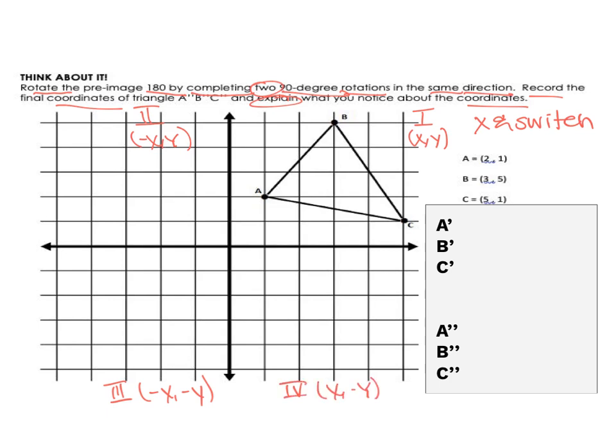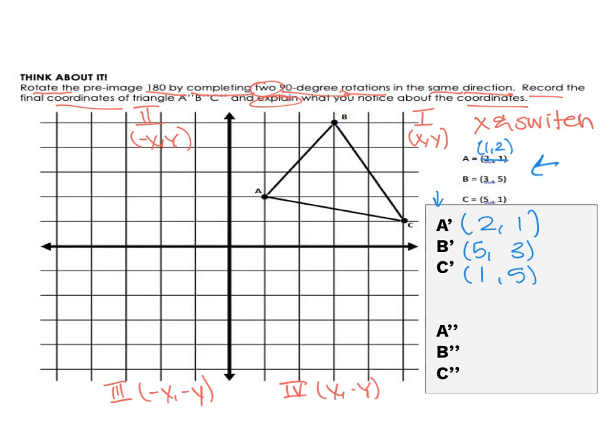So they gave me, let me switch colors here. They gave me X and Y, but I think they messed up A. A is not at 2, 1, it's at 1, 2. So they gave me X and Y. So for this first rotation here, I'm just gonna go ahead and switch them. So it'll now be 2, 1. It'll be 5, 3, and it'll be 1, 5.